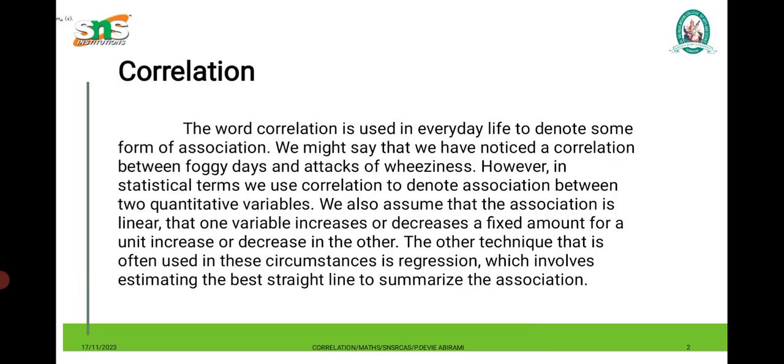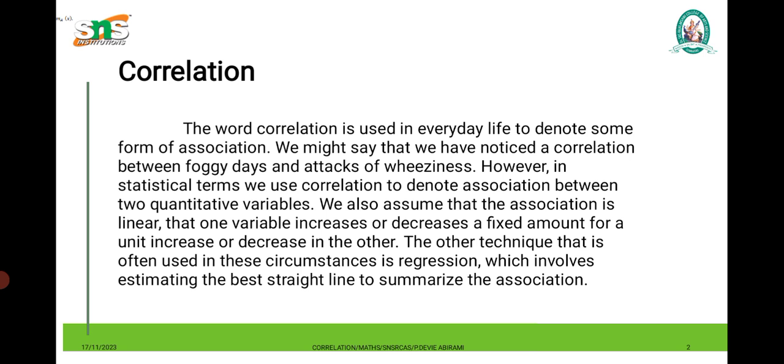First, we should know what is meant by a correlation. The word correlation is used in everyday life to denote some form of association. We might have noticed a correlation between foggy days and attacks of wheeziness. For example, in a cold climate, children will suffer more from fever, cold and cough, whereas in the summer season, the effect will be very low. So we can plot a correlation between those two combinations.